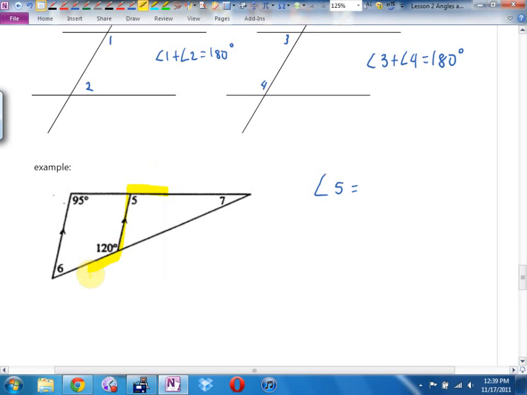I don't think I'm using this 120. I'm staring at this 95. Apparently, that's going to help me find angle 5. How? Using one we've done earlier. That'd be a straight line if I knew that, but I don't know that.